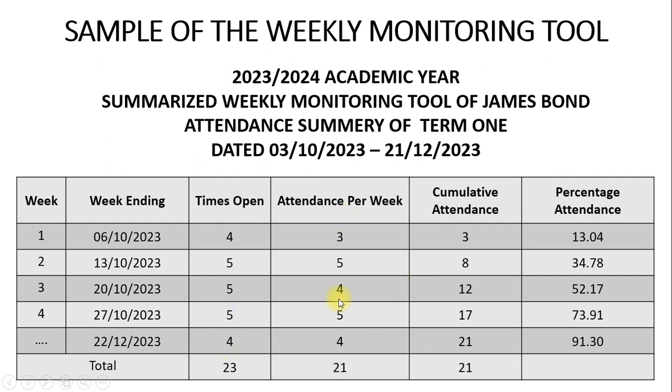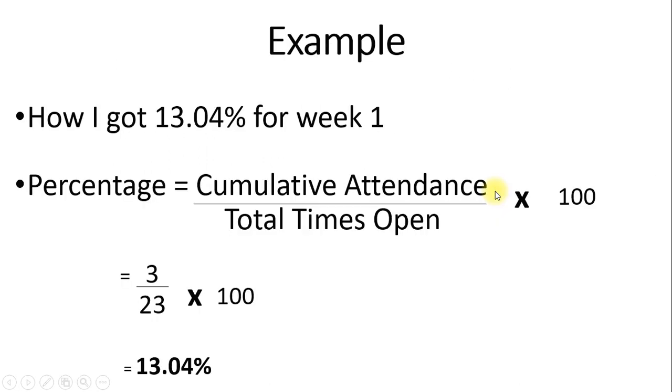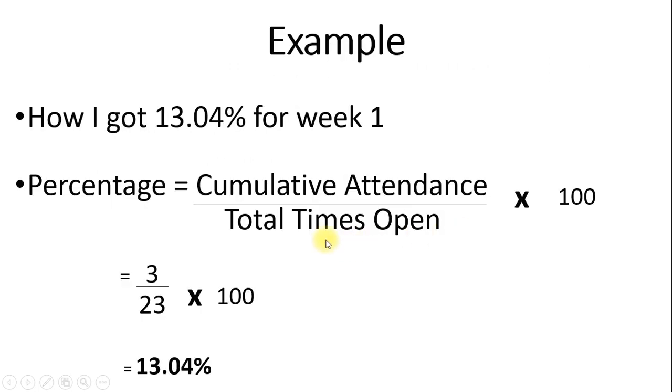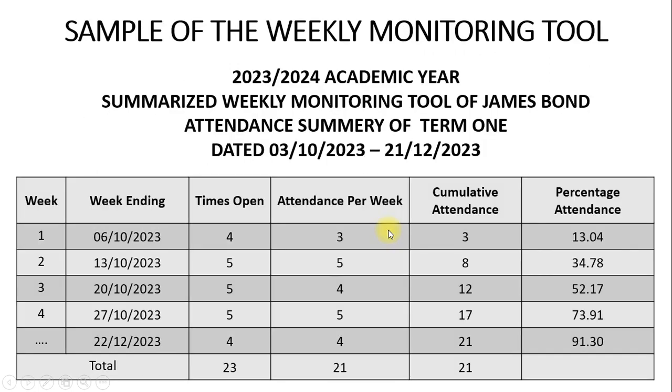Then your cumulative personal one, every week, how many days did you go? So do the cumulative attendance. Then we come to the percentage attendance, the calculation. So for the first week, the percentage formula is this. You see, I got 13.04 for week 1: percentage equals cumulative attendance out of total times open by 100. So the cumulative attendance for week 1 was 3. Look at it, cumulative attendance is just 3 here. Then you divide that by total times open, and the total times open was 23.